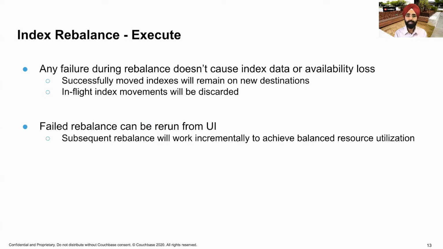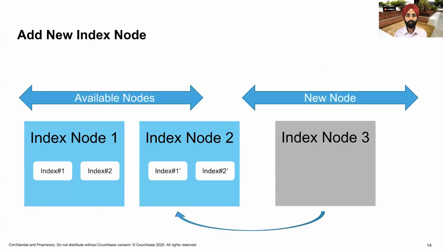And the failed rebalance can be rerun from the UI. The subsequent rebalance will work incrementally to achieve balanced resource utilization. Now let's look at some examples of what happens when some of the common cluster operations are performed in an index cluster.